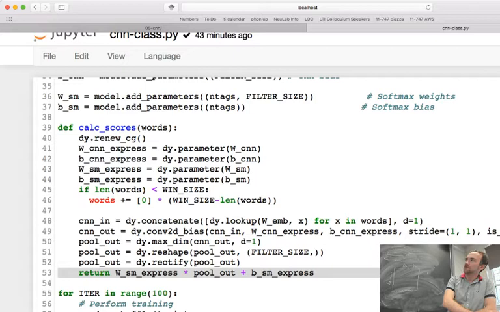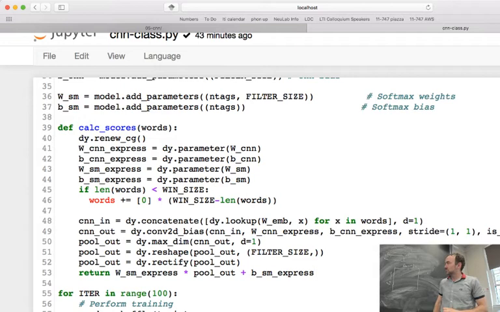Excuse me. Yeah. The max is not a differentiable operation. It's a subdifferentiable operation. So this is an important point, actually. Max is not differentiable, and it will vary depending on which is the max, but it's still quite common to use in CNNs.